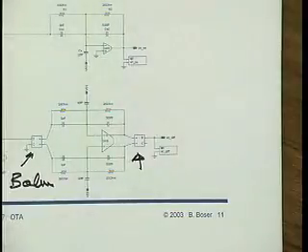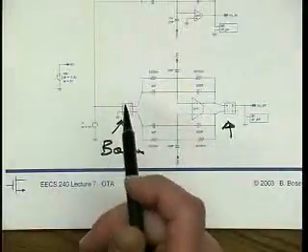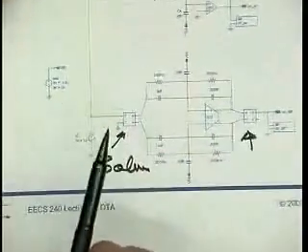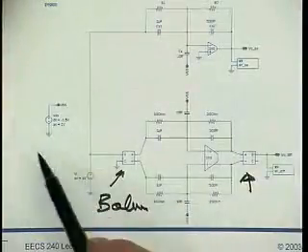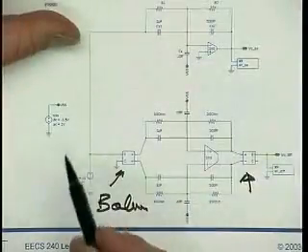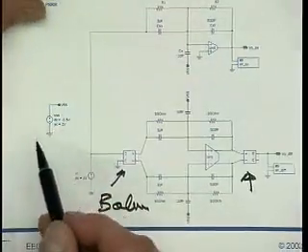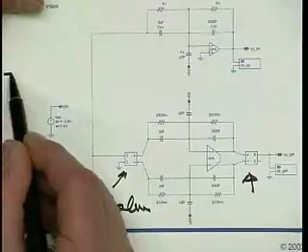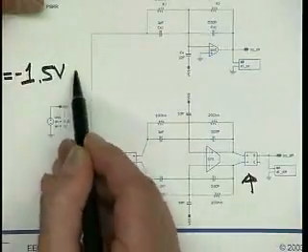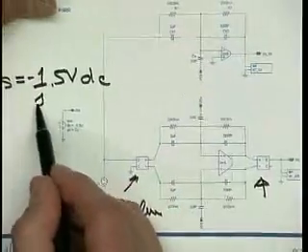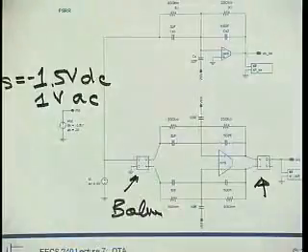Okay. And then I use this to figure out the power supply rejection ratio. I do this exactly the way I said we should do that. So I set my VSS equal to minus 1.5 volt DC and 1 volt AC. Okay, that's what's written there.